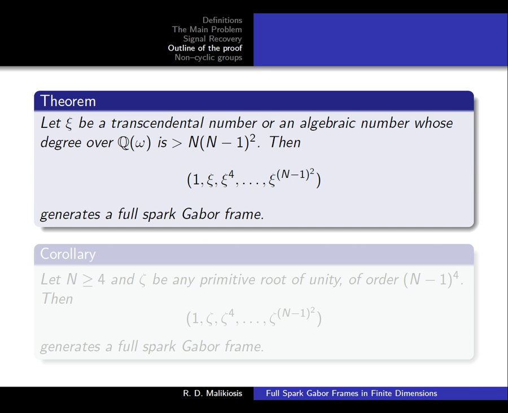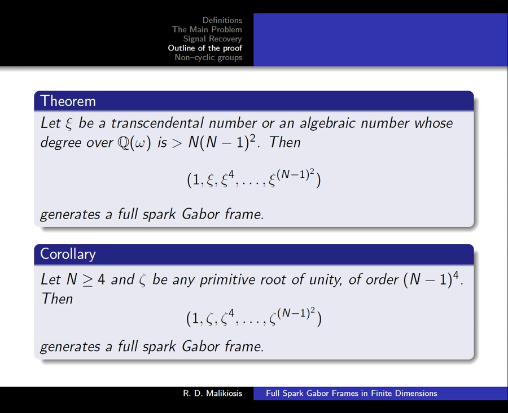So, for example, if you take any xc to be a transcendental number or an algebraic number whose degree over this cyclotomic field is high enough, sufficiently high, then this vector here, which resembles a Gaussian, if you like, so it's 1, xc, xc to the fourth. In general, the ith coordinate is xc to the i squared. Okay. So this generates a full spark Gabor frame, and you can make this more specific.